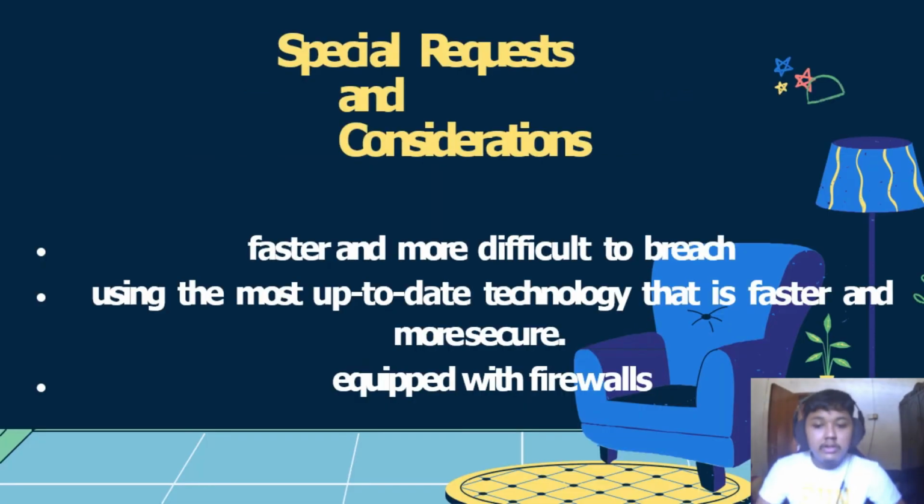Okay, now we're going to the special request and consideration. The hardware utilized in this design demonstrates that this network coverage is fast and difficult to breach. In the whole network architecture, just one router manages the entire network, using the most up-to-date technology that is faster and more secure. The network architecture employs 3 switches, which are equipped with firewalls. Each floor, which includes the ground, first and second floor, has a switch with a firewall.